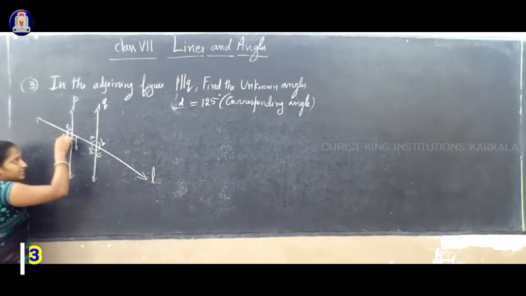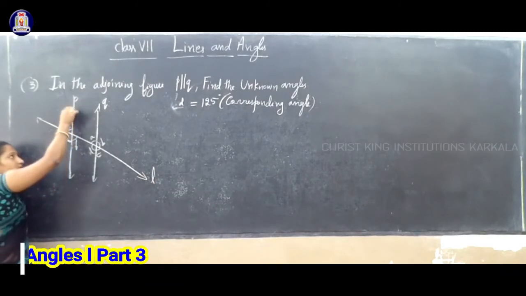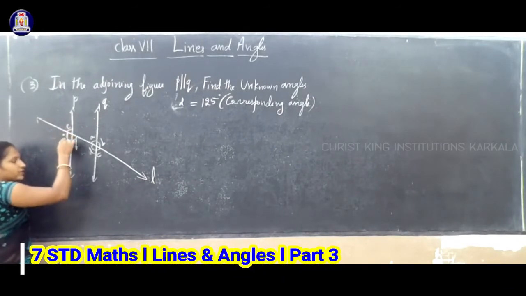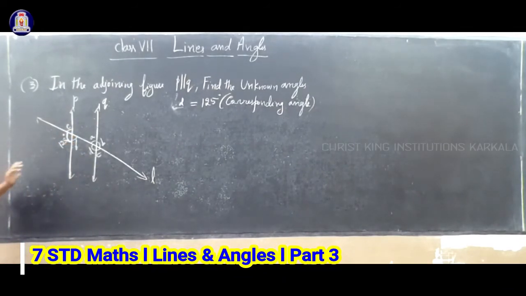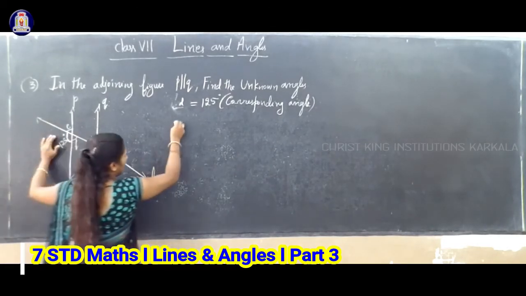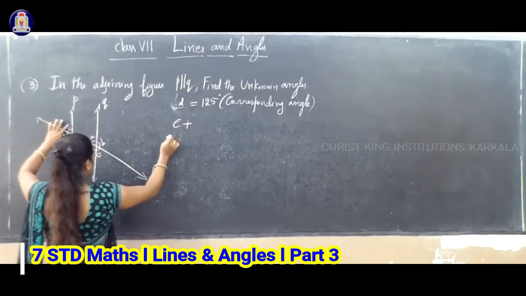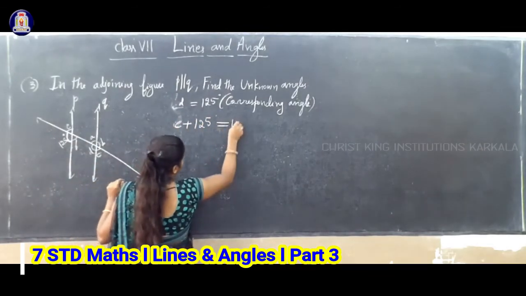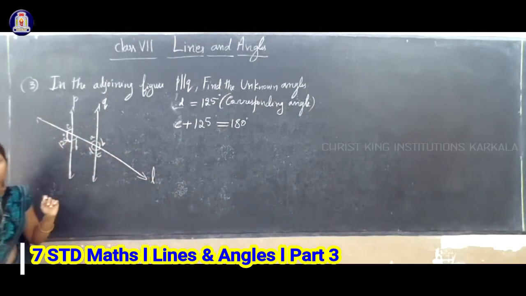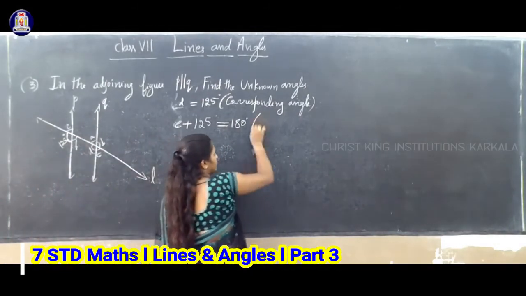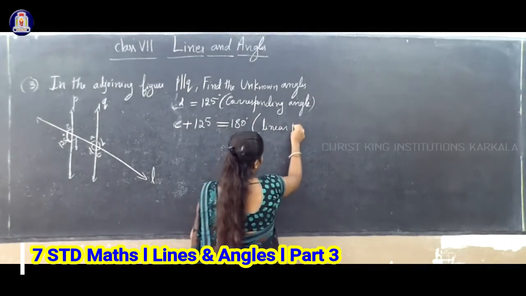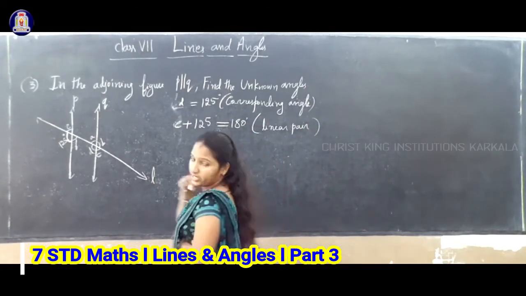See, angle E and this angle make 180 degrees because this line is a straight line, right? So straight angle is always 180 degrees. Clear? So can you add these two angles? Yes. So we write E plus 125 degrees is equal to 180 degrees. Why is it 180? Write the reason: straight angle is always 180 degrees, or you can write linear pair. So a linear pair of angles is always 180 degrees.